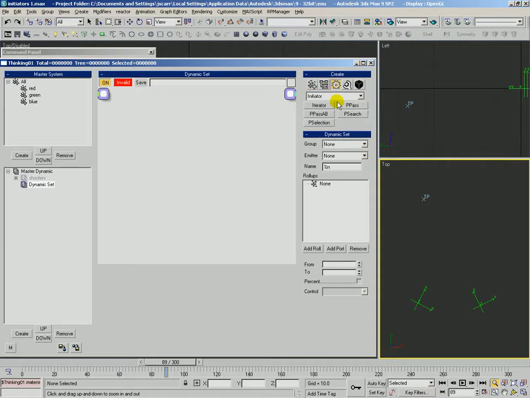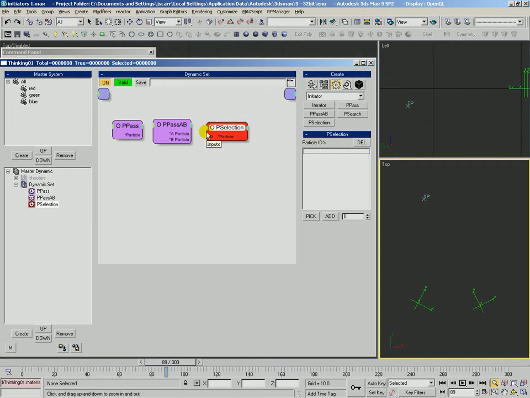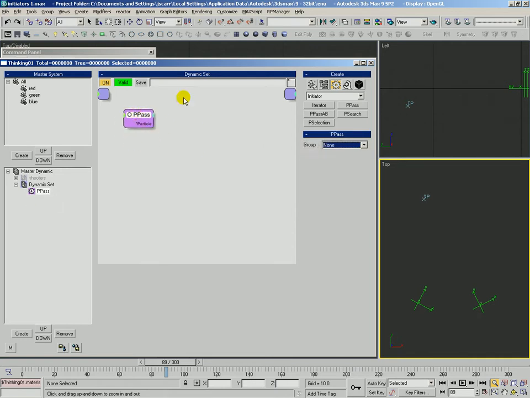Let's take a look at initiators. Initiators are a special category. In this video, we're going to take a look at PPass, PPassAB, and PSelection. First, let's go ahead and look at PPass. PPass is just a simple holder for a particle group. It shows up as PPass because the group right now is listed as none.